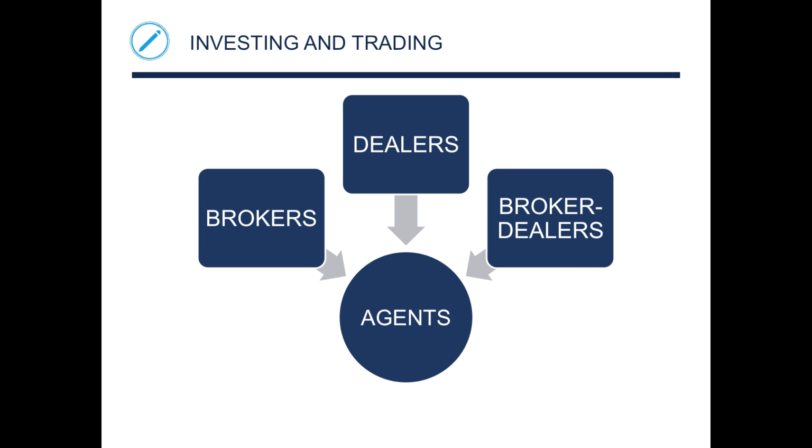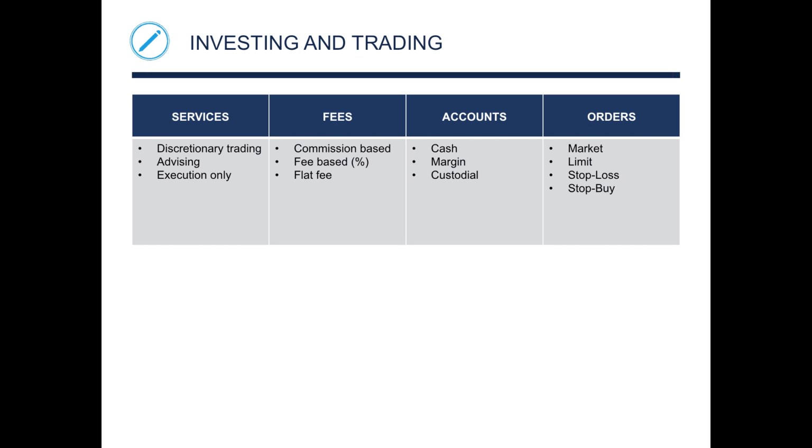So when it comes to agents, you have brokers, you have dealers, and then you have broker-dealers. And we have different services that are provided, different fee structures. You have different account types, and then you have orders. So then under services, you have discretionary trading, you have advising, and then execution only, which are different types of services that are provided.